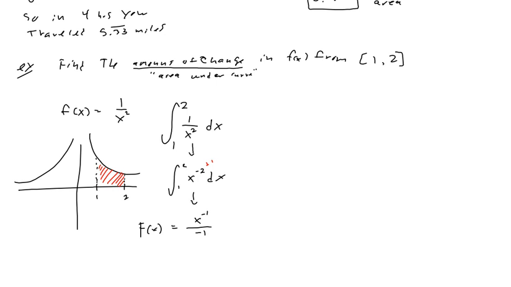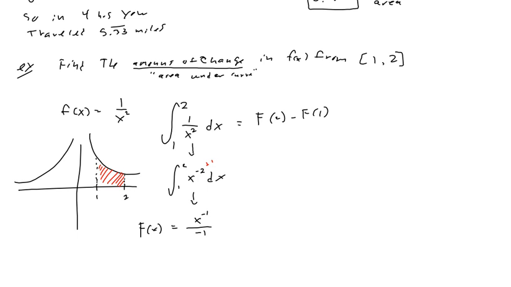So now I'm going to say this is F of 2 minus F of 1. F of b minus F of a. You always start from the end and go backwards. When you're finding amount of change, just like your distance on a ruler, you want the end minus the beginning. That tells you how much change happened.